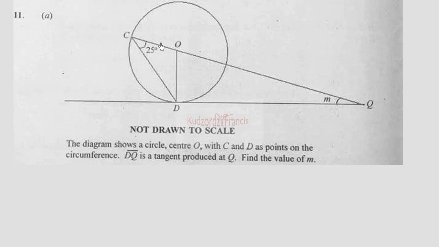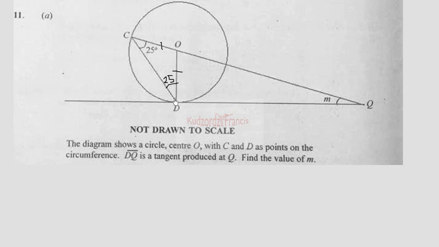Since O is the center, it means this line is equal to this line, because all radii of a circle are equal. So this angle will be 25. Now there are several ways you can do this, but this is how I'm going to go about it. So this is 25 degrees because the base angles of an isosceles triangle are equal.